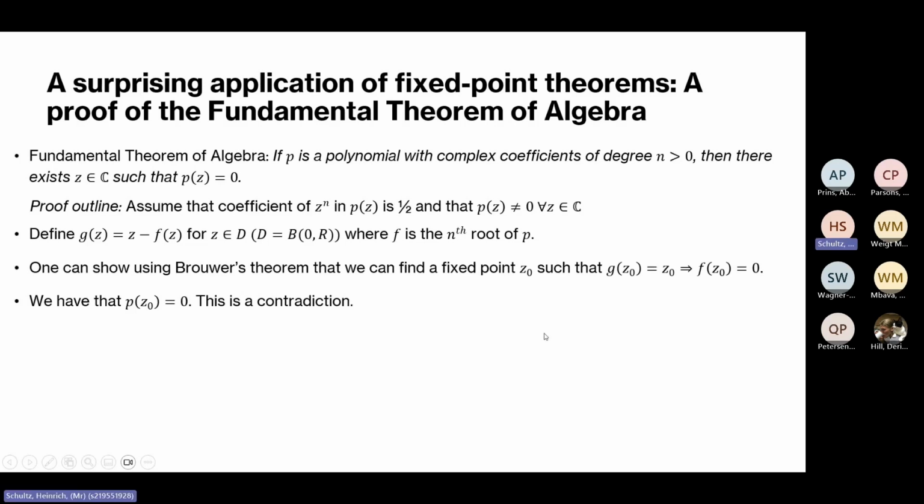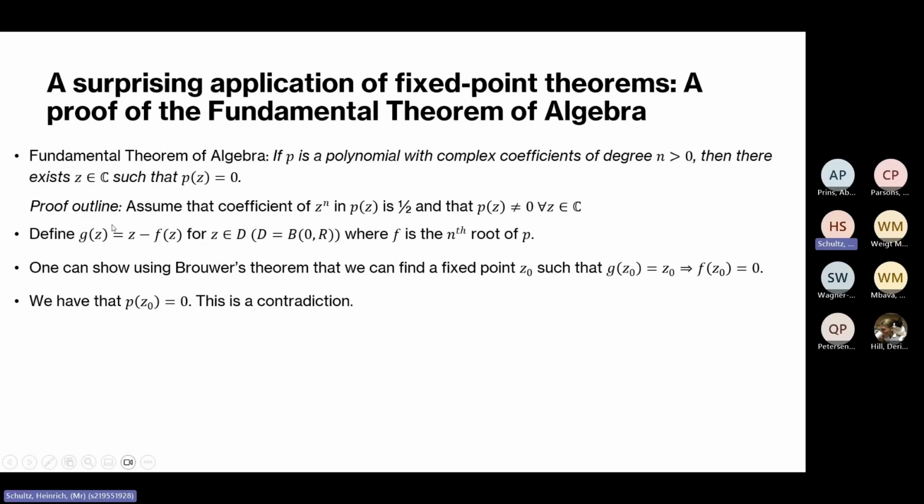Now the surprising application of the fixed point theorem: we can prove the fundamental theorem of algebra using the Brouwer theorem. But before we do that, let's state the fundamental theorem of algebra. It says that if P is a polynomial with complex coefficients of degree n greater than 0, then there exists an element z in the complex numbers such that P of z is equal to 0.